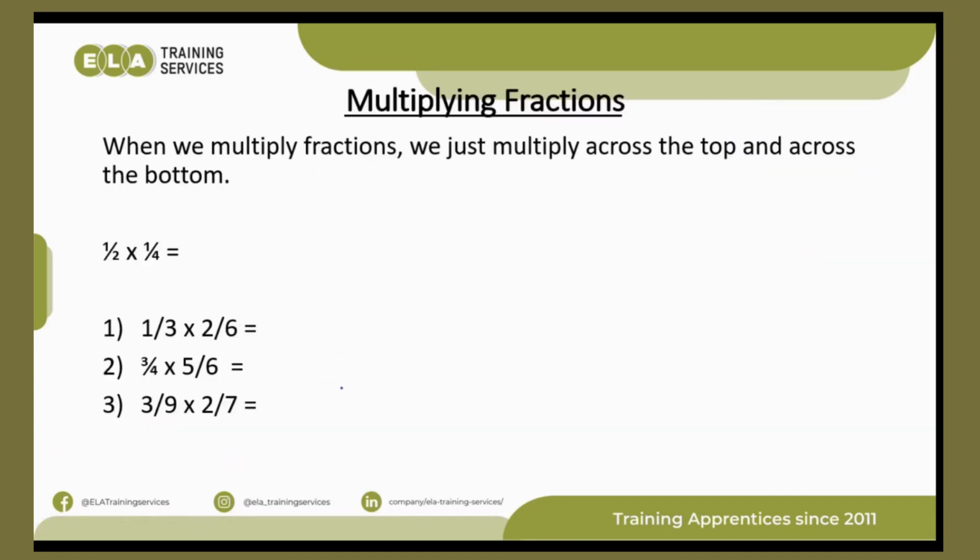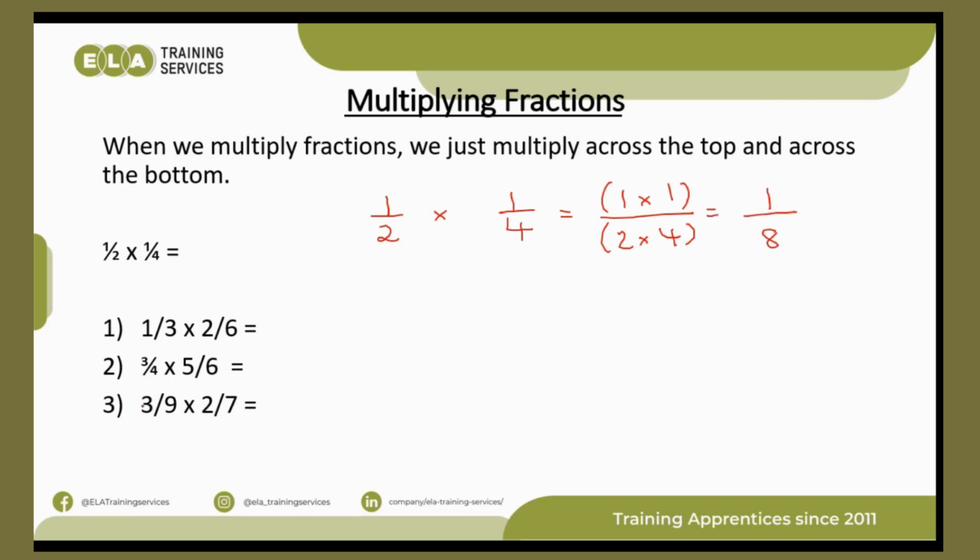So our last couple of topics now that we're going to cover are just decimal fraction calculations. So our first one is multiplying fractions. When we multiply fractions, we just multiply across the top and across the bottom. So we've got 1/2 times 1 over 4. So we do 1 times 1 over 2 times 4. So our answer is 1 over 8.